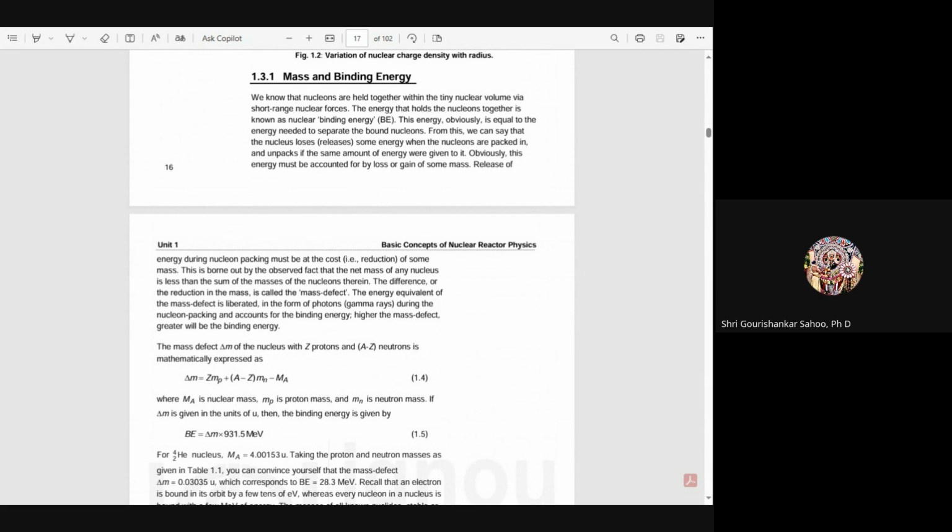ΔM is equal to Z m_p plus (A minus Z) m_n minus M_a, where ΔM is the mass defect, Z is the atomic number, A is the mass number, m_p is the proton mass, m_n is the neutron mass, and M_a is the nuclear mass.